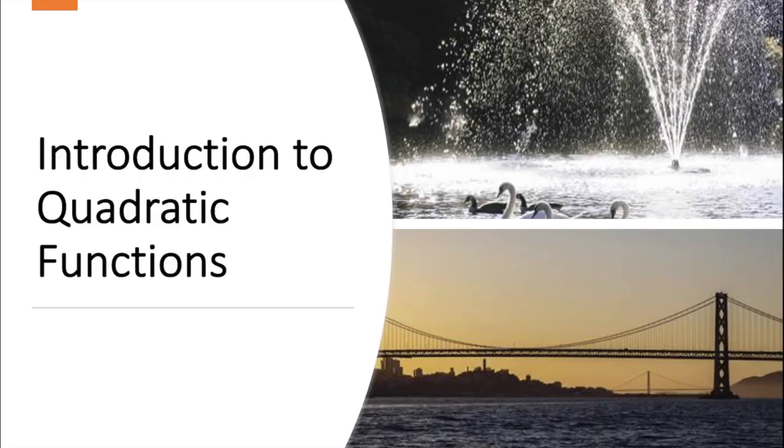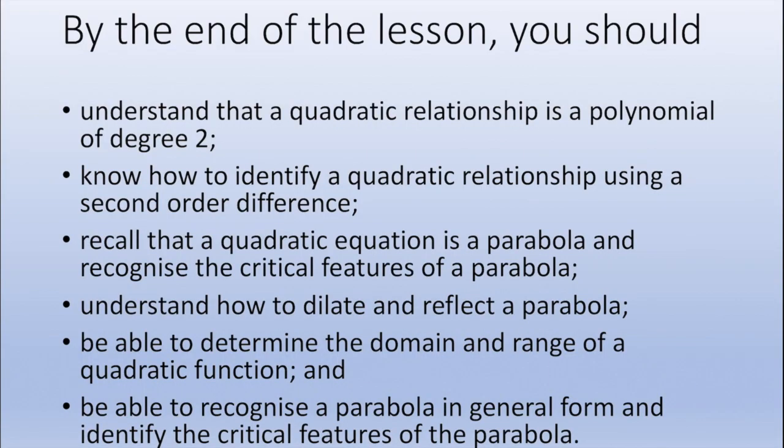Today's lesson is about quadratic functions. By the end of the lesson, you should understand that a quadratic relationship or a quadratic function is a polynomial of degree 2. You should know how to identify a quadratic relationship using a second order difference. You should recall that a quadratic equation is a parabola and recognize the critical features of a parabola.